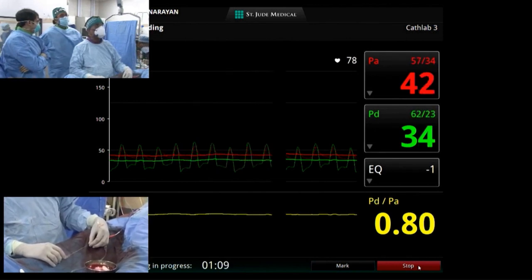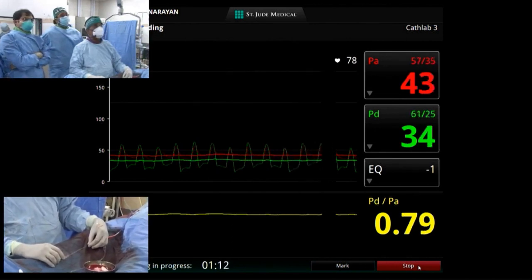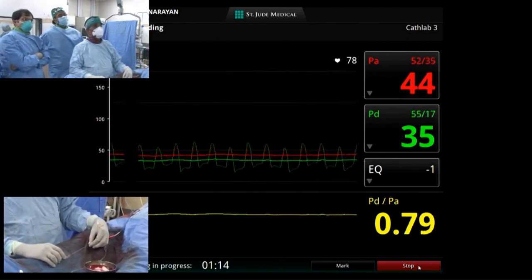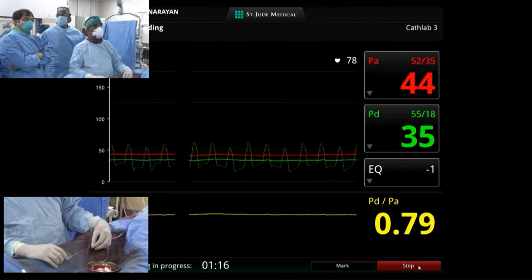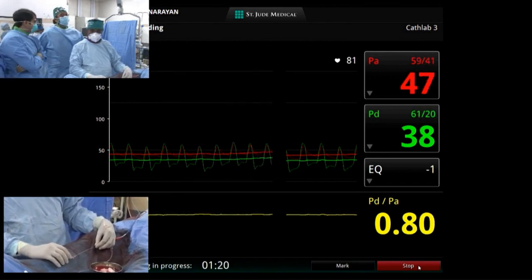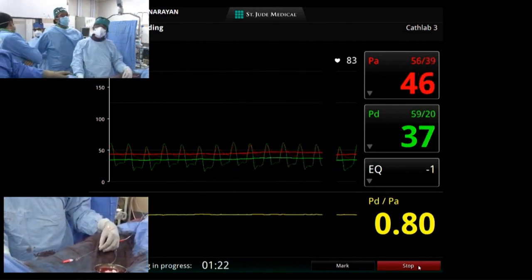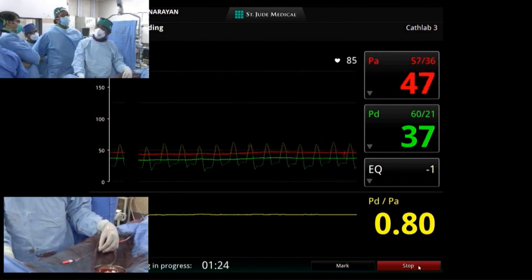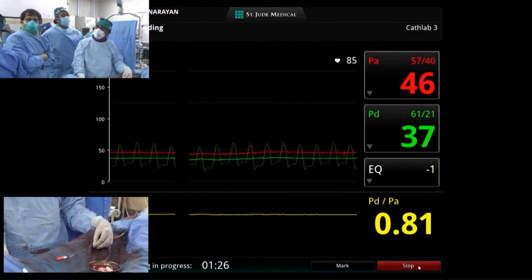If FFR comes 0.81, what do you do, Farag? Yeah, we are actually at 0.79, 0.80, as you can see. Yes. So it is really very borderline. I mean, if I can make one comment. So yeah, Gary, go ahead.